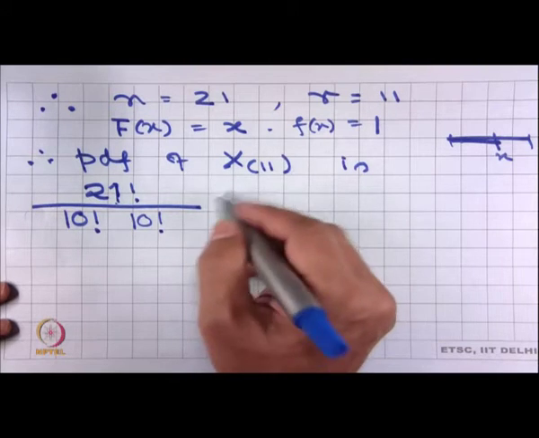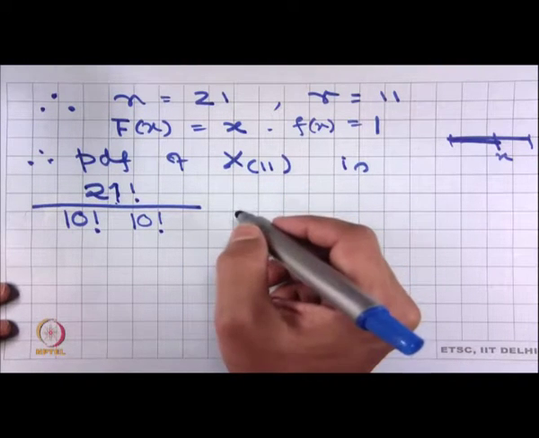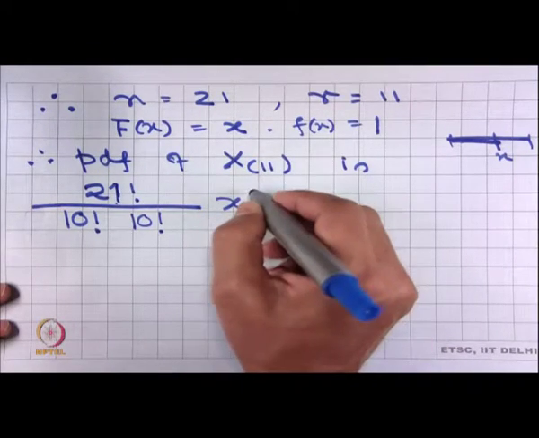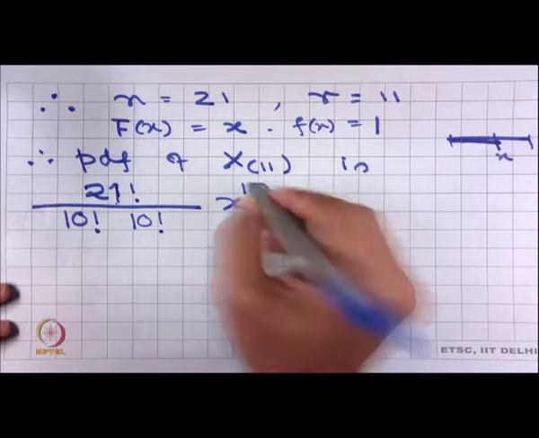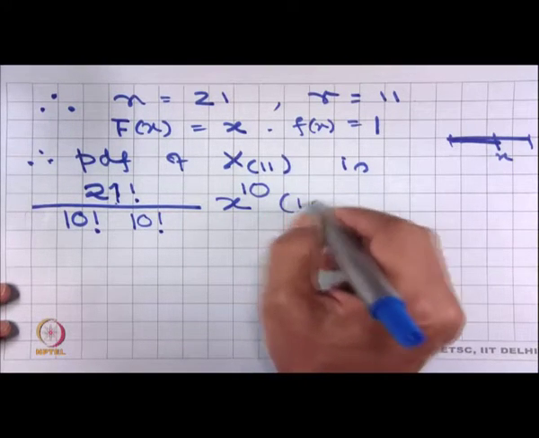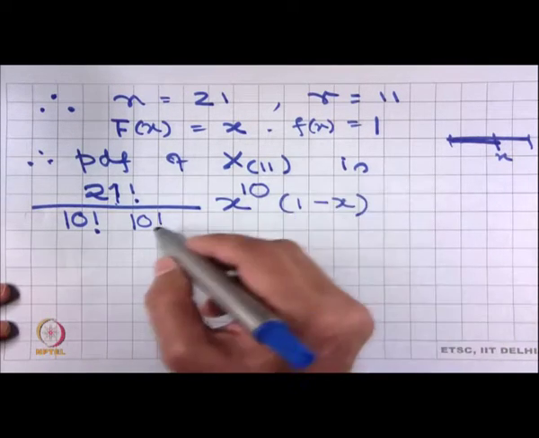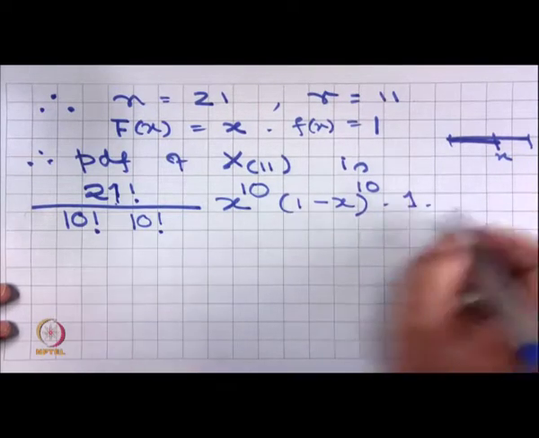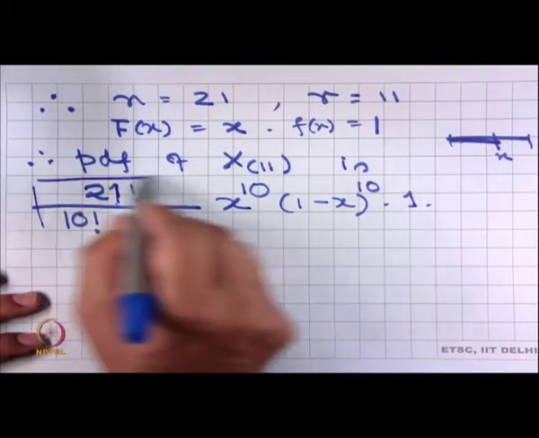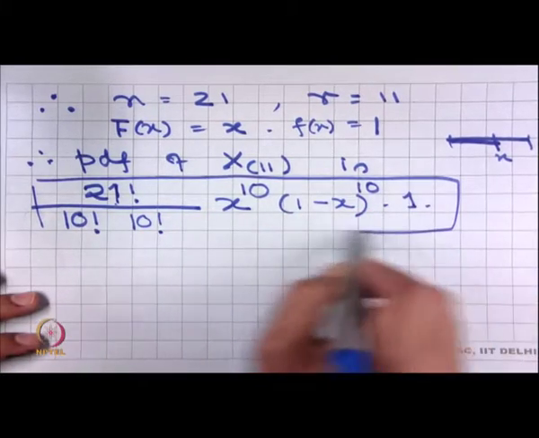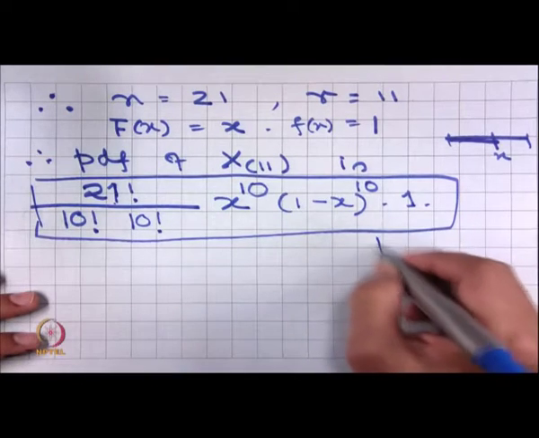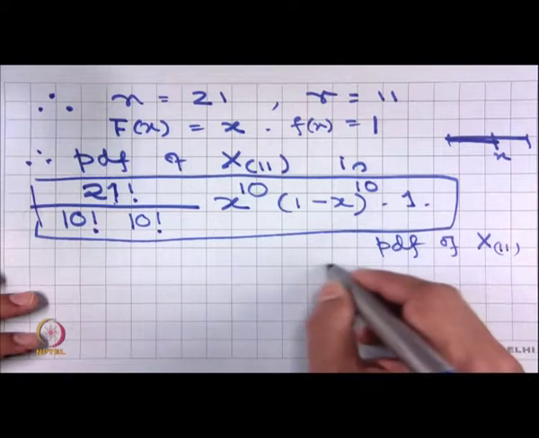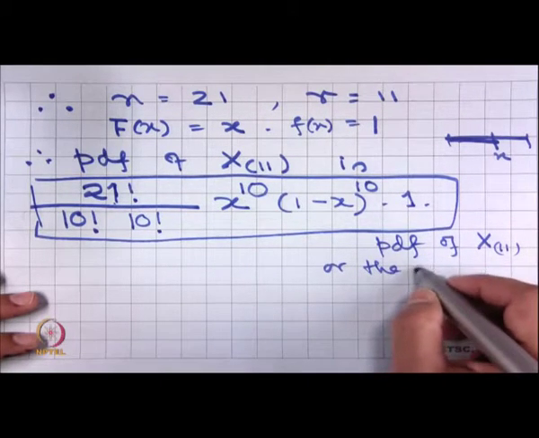Then F x to the power r minus 1, what is F x? The capital F x is x, therefore, x to the power 10, times 1 minus x to the power n minus r, which is 10, multiplied by f x, which is 1. Therefore, this is the PDF of X 11 or the sample median.